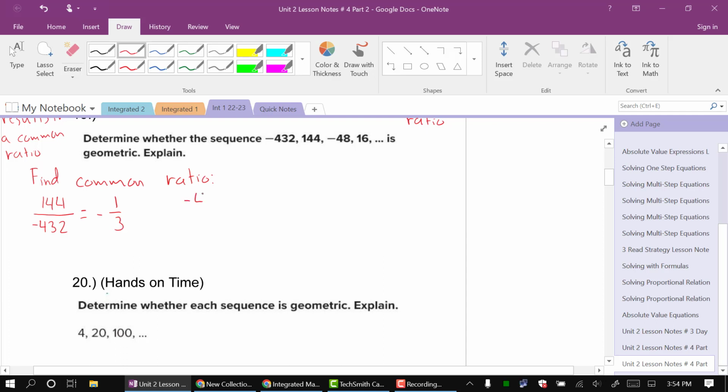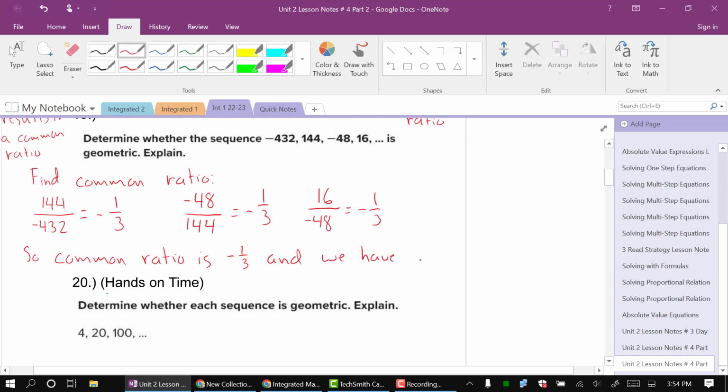Now I'm going to go negative 48 divided by 144. When I simplify these two down, I get negative 1/3. 16 divided by negative 48. When I simplify these two down, I get negative 1/3. So the common ratio is negative 1/3, and we have a geometric sequence.